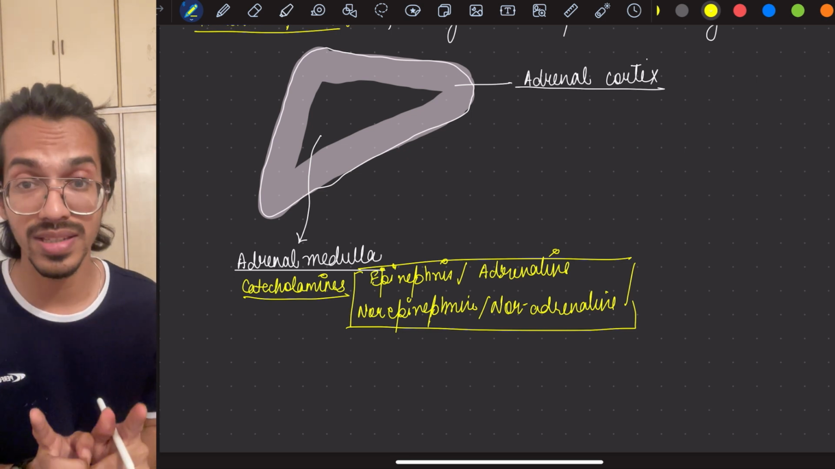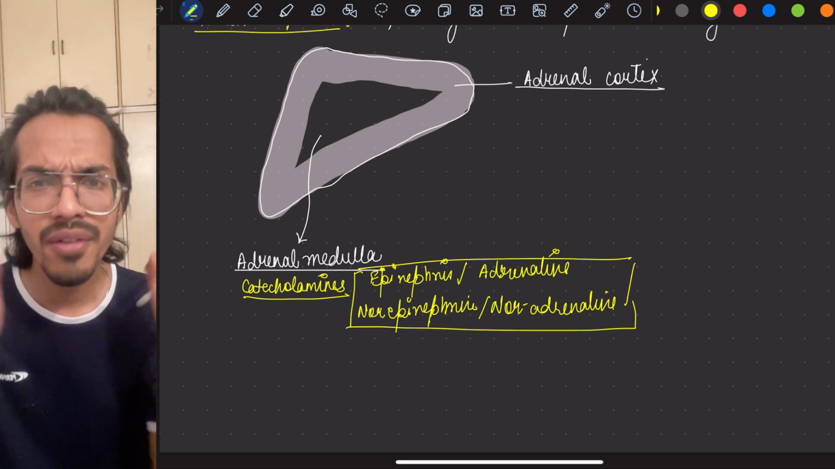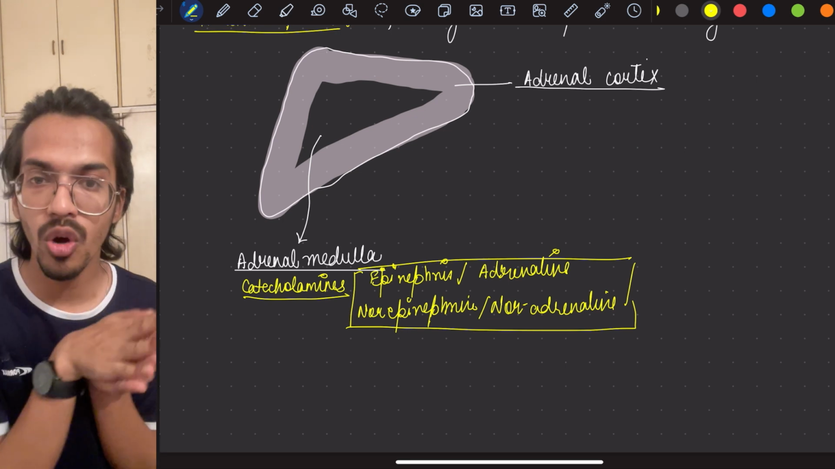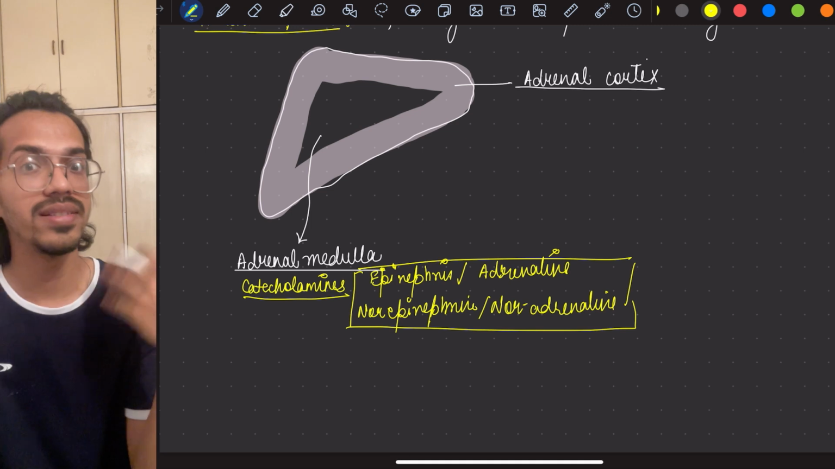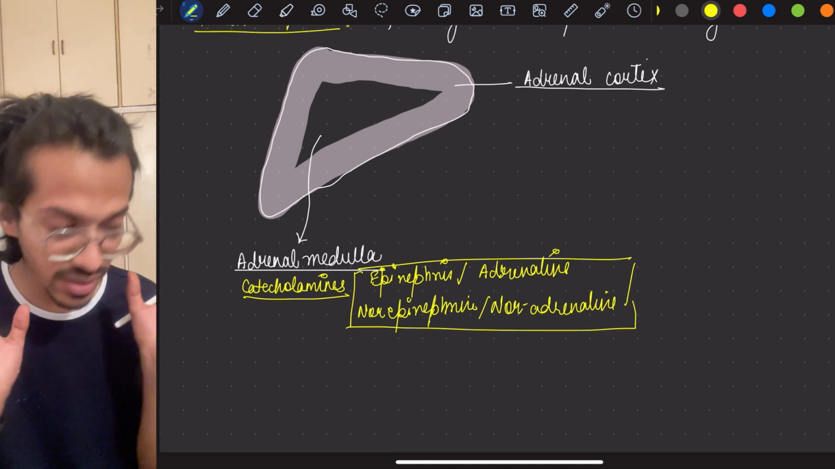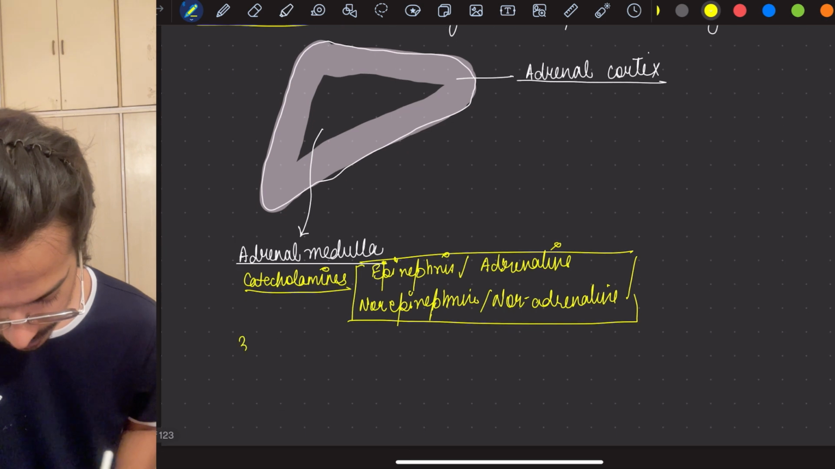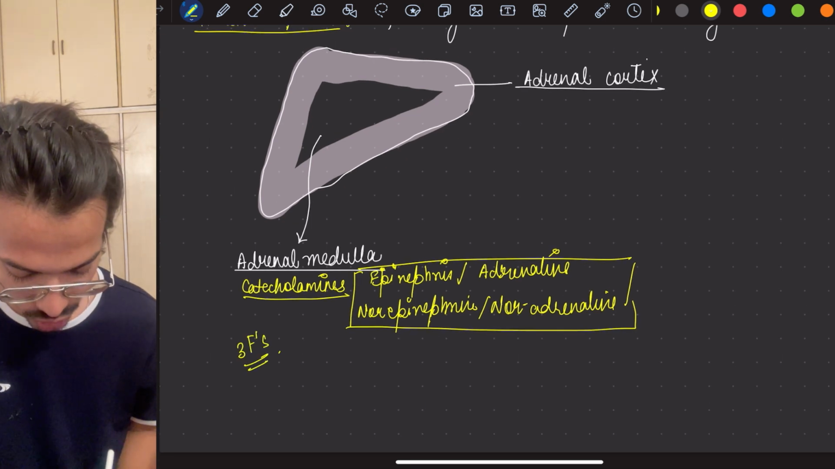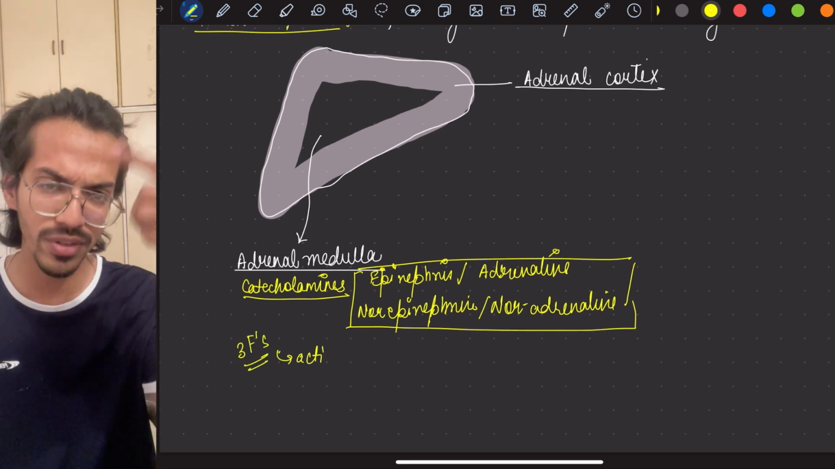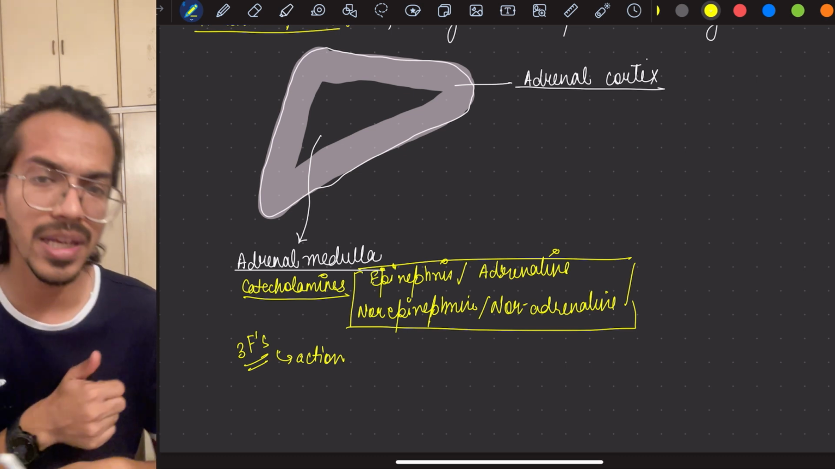I hope you understand this thing. This has been given in NCERT, very easy to remember. If not, then go back again in the video and see what I said. This is catecholamines, and this is how they work. So, the 3 F's and their action. You have to just remember what your body will do when the dog starts running behind you.